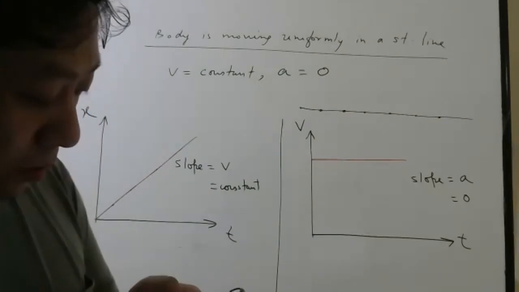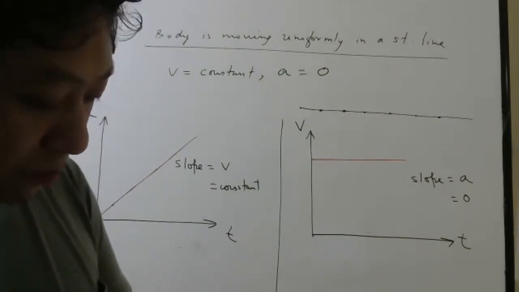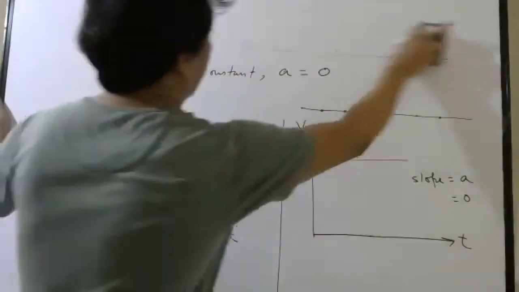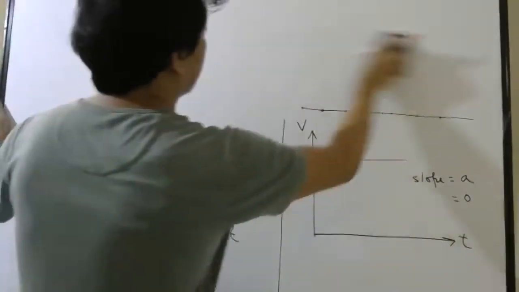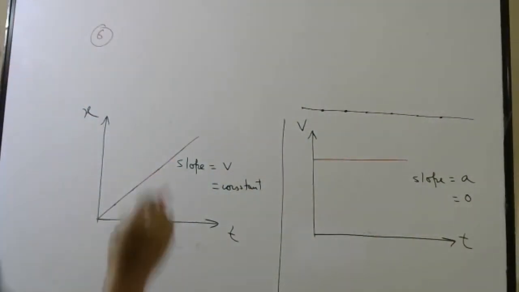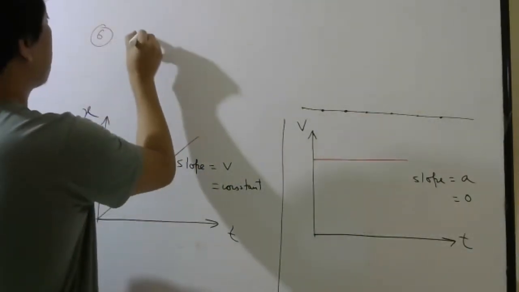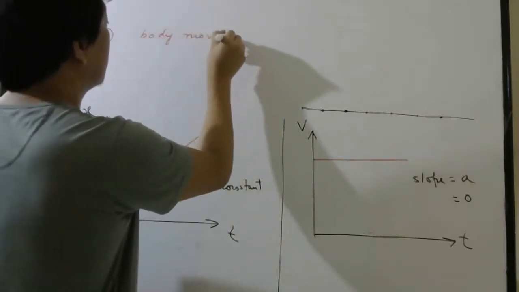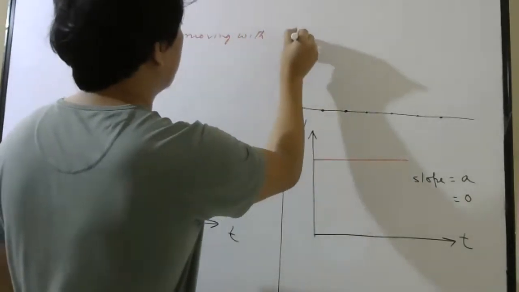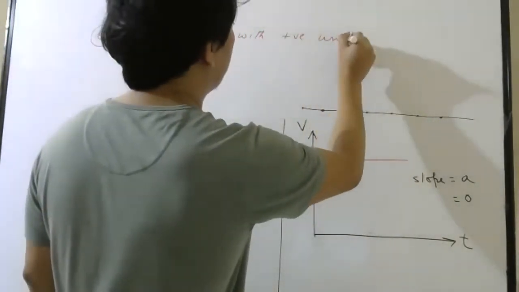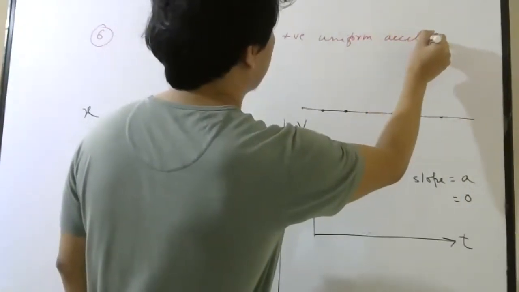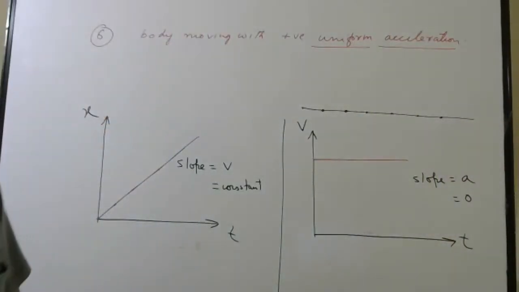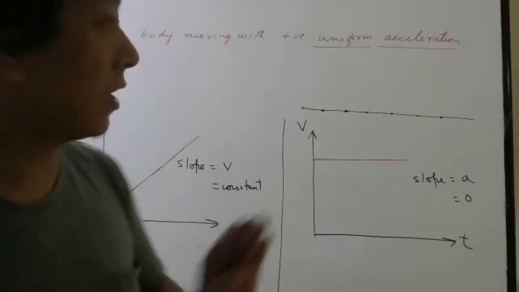Question 6, you say. Draw xt and vt graph for a particle moving in a straight line with positive uniform acceleration. Positive uniform acceleration. So look carefully now. All of you look carefully. Now the example is a body moving with positive uniform acceleration. Uniform but acceleration. So this time there is acceleration, but it is constant, and I am assuming positive.